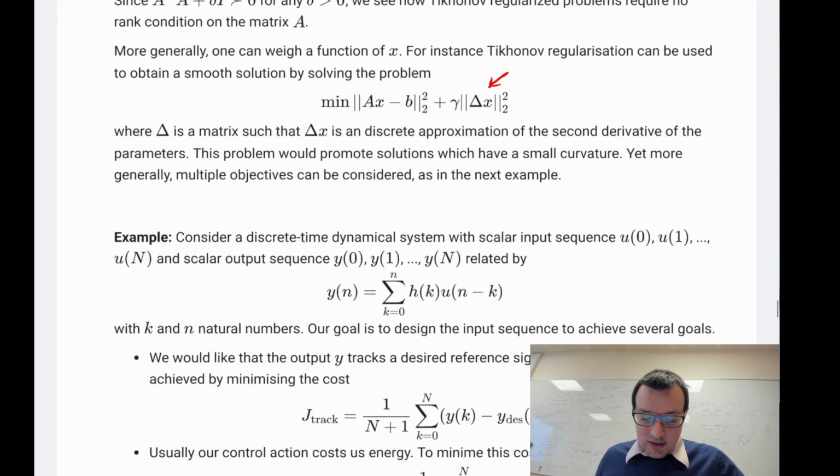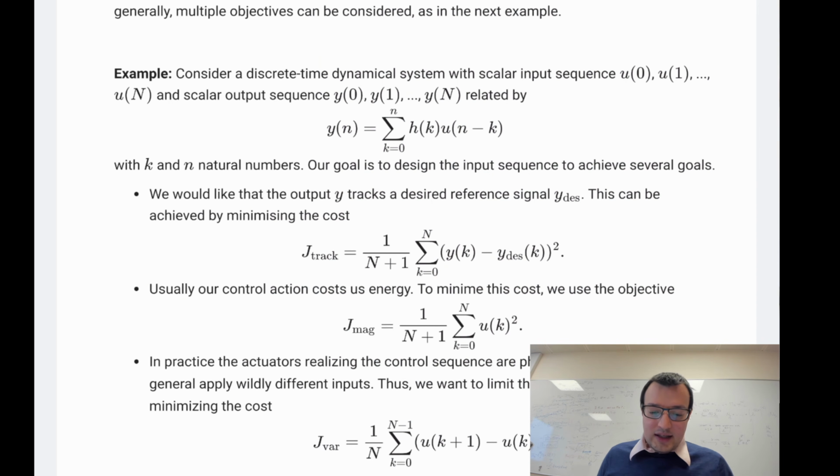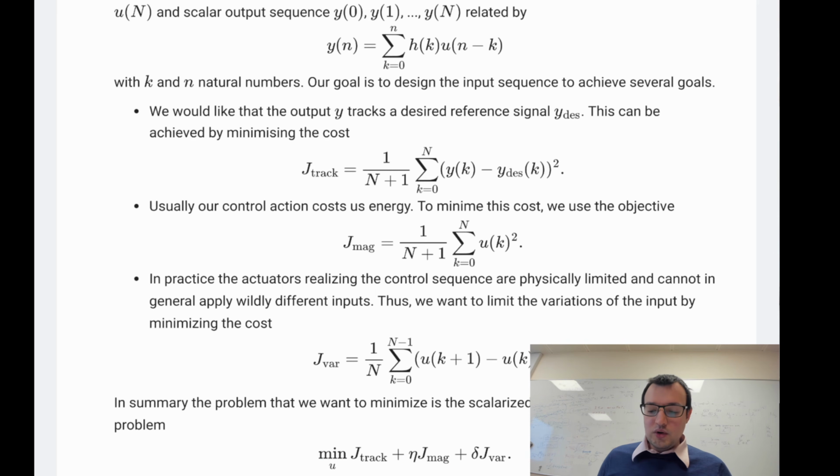Okay, let's look at a concrete example. Let's assume that we have a discrete time dynamical system, in which we have an input sequence u and then an output sequence of y's. This is nothing else than the impulse response of the system. Our goal is to design the input, and we want to design the input achieving certain multiple objectives. So for instance, the first objective that we want to achieve is tracking. We have a certain signal, like for instance a profile that we want to track.